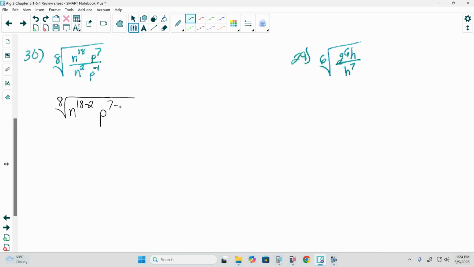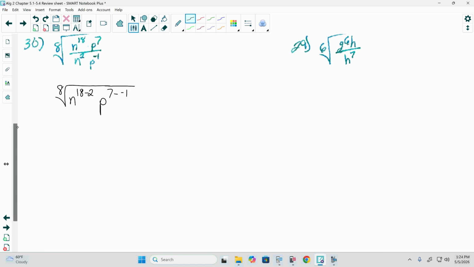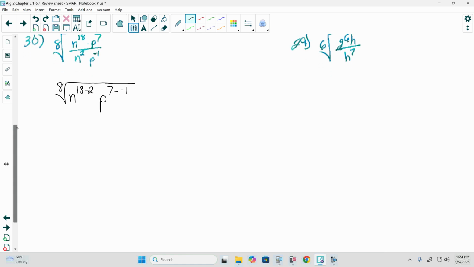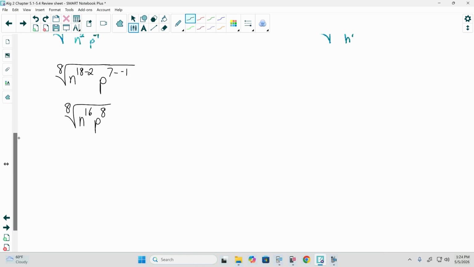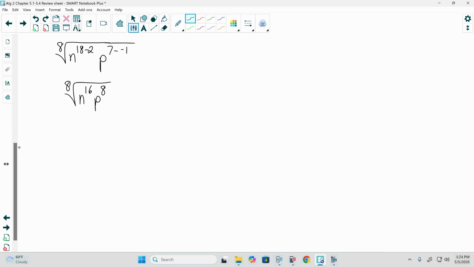P, we would do the exact same thing. Exponent on top is 7. We're going to subtract from it the exponent on bottom, which is negative 1. 18 minus 2 is 16, telling us that we have n to the 16th. 7 minus negative 1, well, that's the same as 7 plus 1, telling us that we have p to the 8th. Anything to the 0 power is 1. It simplifies out.